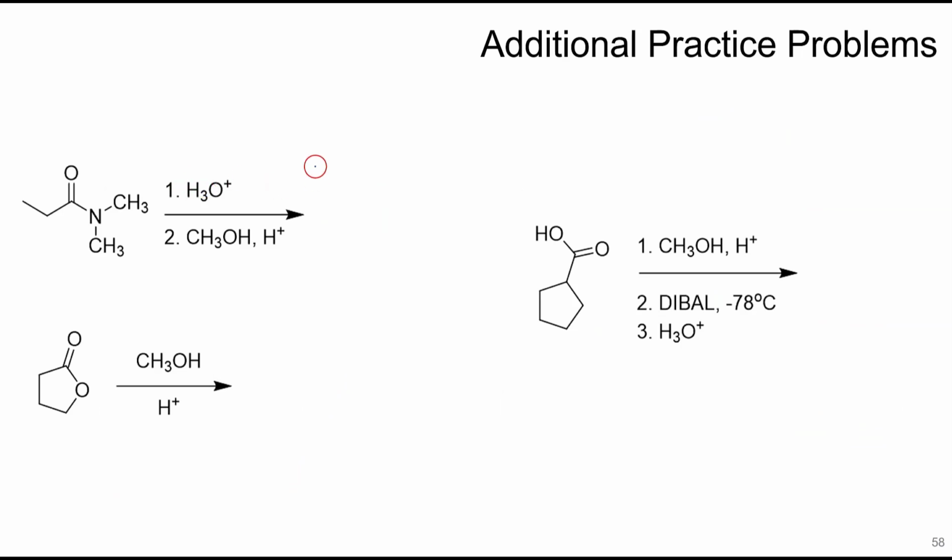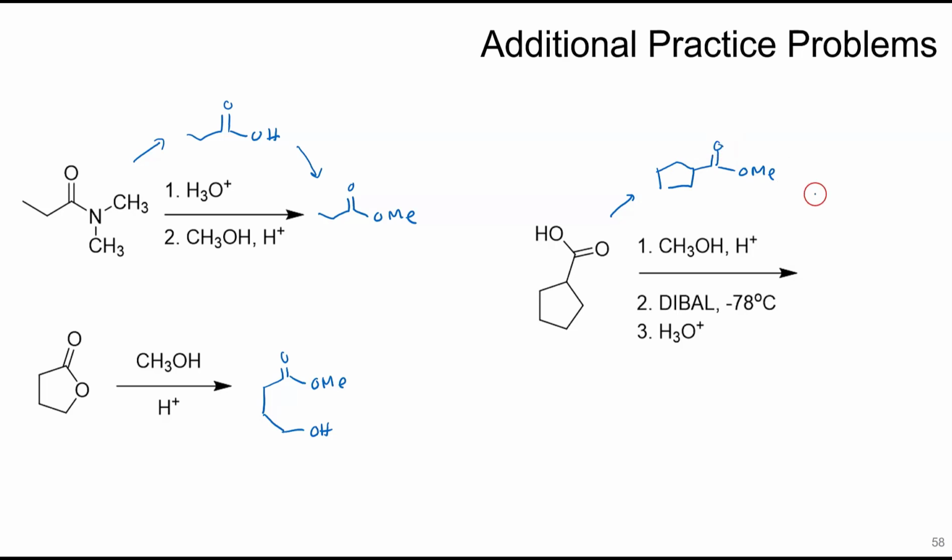Okay, if we hydrolyze this, we'll get the carboxylic acid. Alcohol plus acid, we'll do the Fischer esterification. We get methanol. This is going to trans-esterify the ester, which is another reaction that you can do. So we get OMe, 1, 2, 3, and then OH there. And then methanol and acid will make the ester. DIBAL will reduce it to the aldehyde.